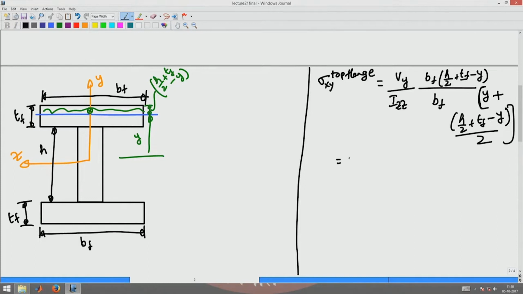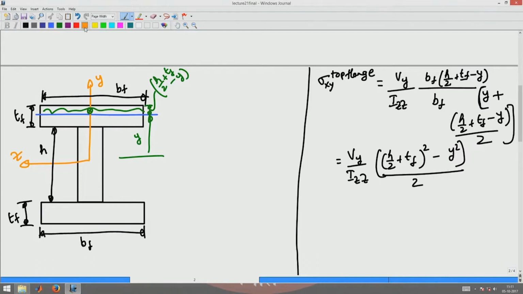So, what does this boil down to? This boils down to Vy by Izz, Bf cancels, so I will be left with h by 2 plus Tf whole square minus y square, by 2. So, what happens when y is equal to h by 2 plus Tf, that is at the top surface of the top flange? You can see that sigma xy goes to 0 as required, and it has a parabolic variation through the thickness of the flange.